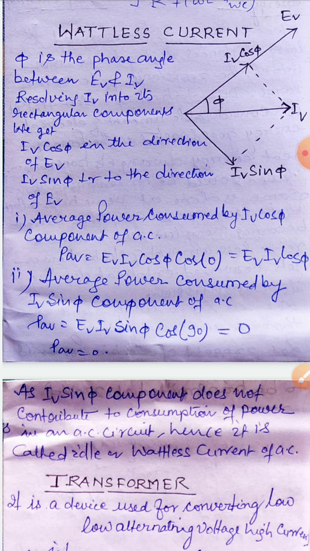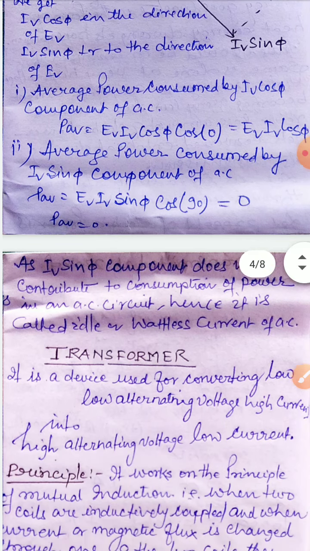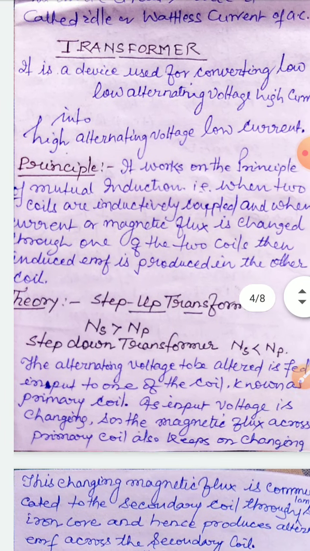So average power consumed is EV IV cos phi. And for the IV sin phi component of current, average power consumed is 0. Here the angle is 90 degrees. So the IV sin phi component does not contribute to consumption of power in an AC circuit. Hence it is called idle or wattless current of AC. Next topic is transformer.